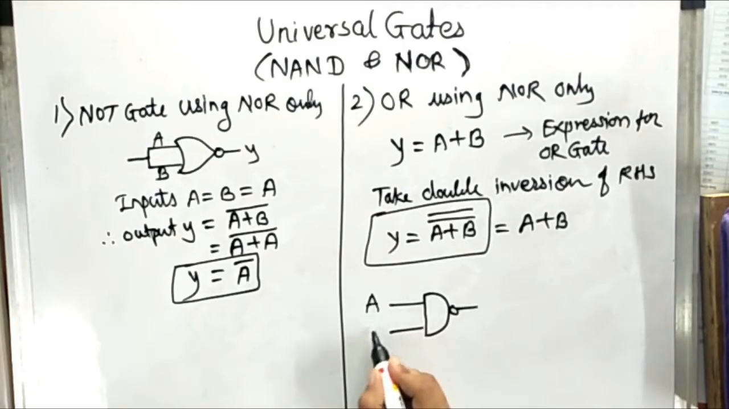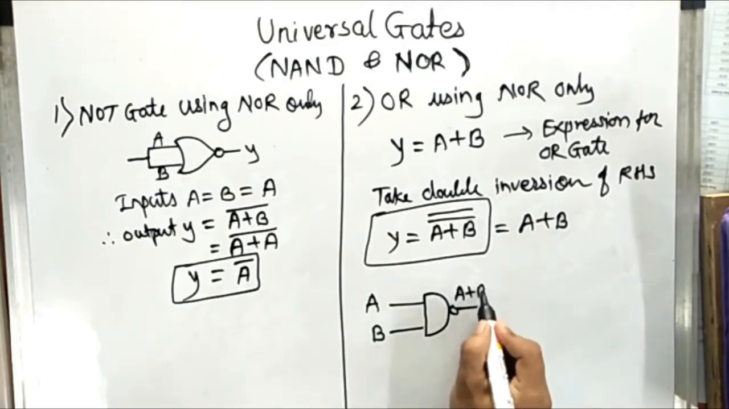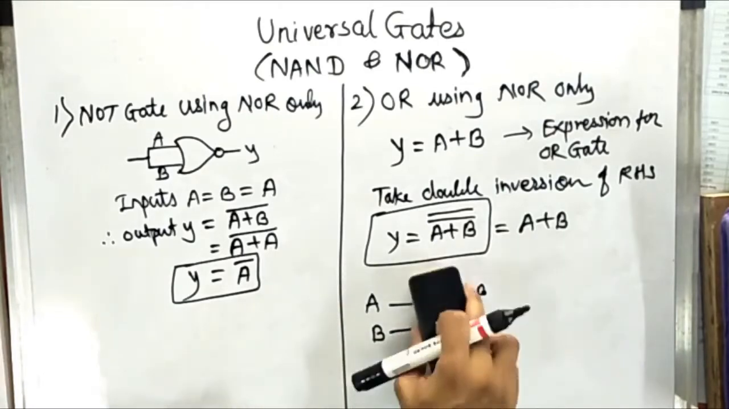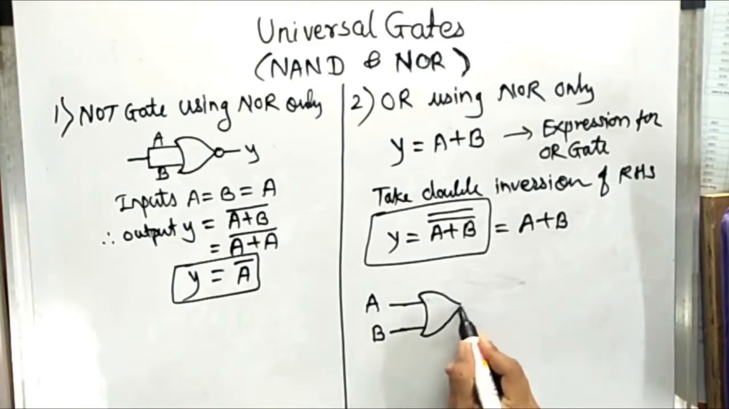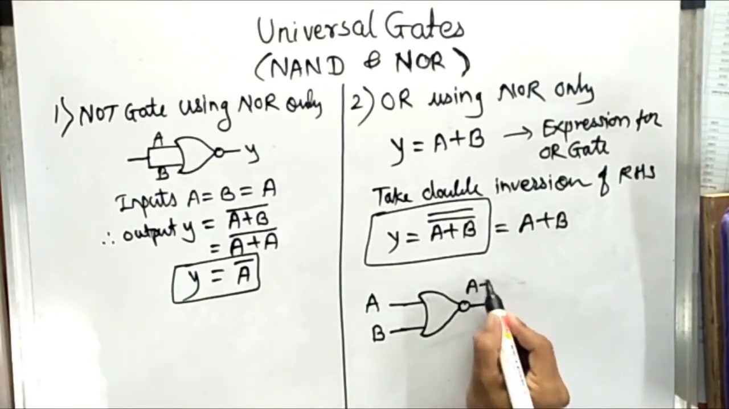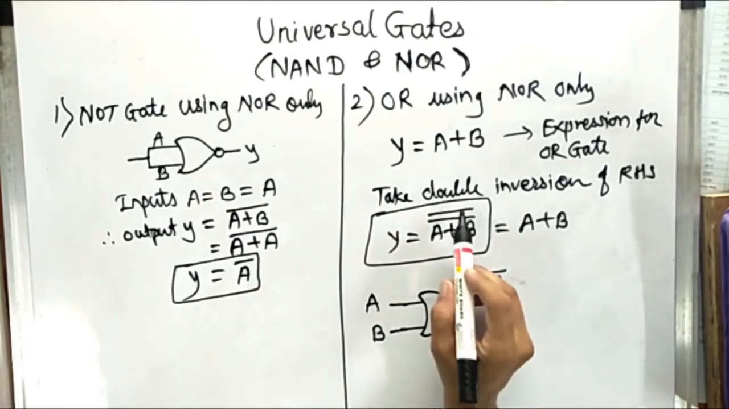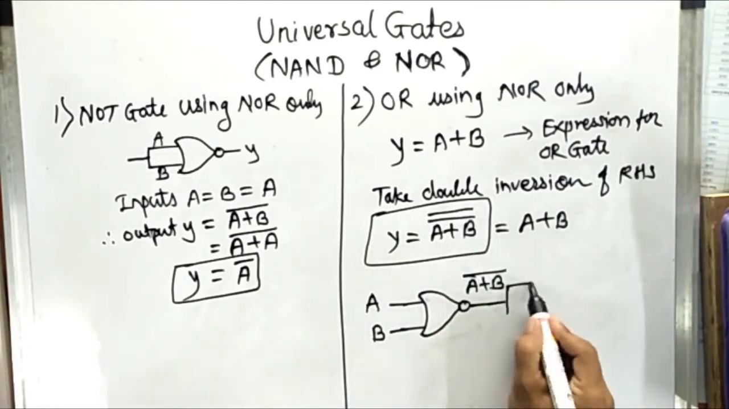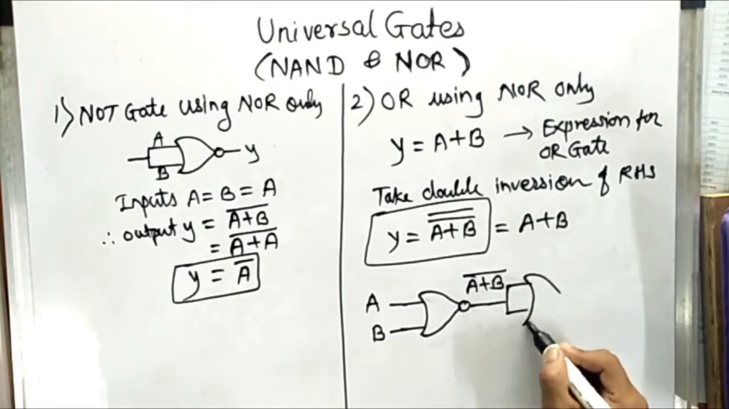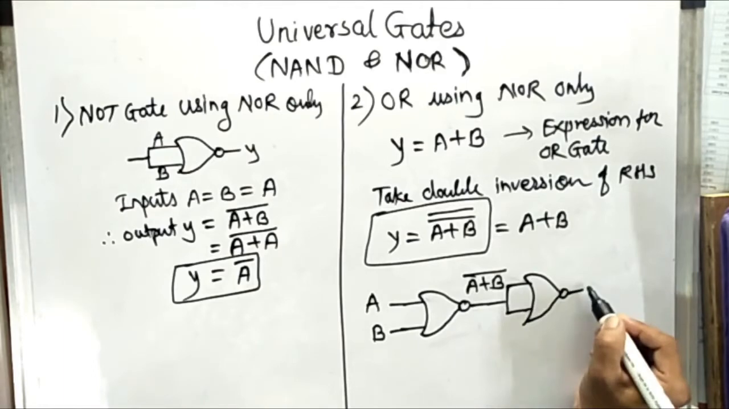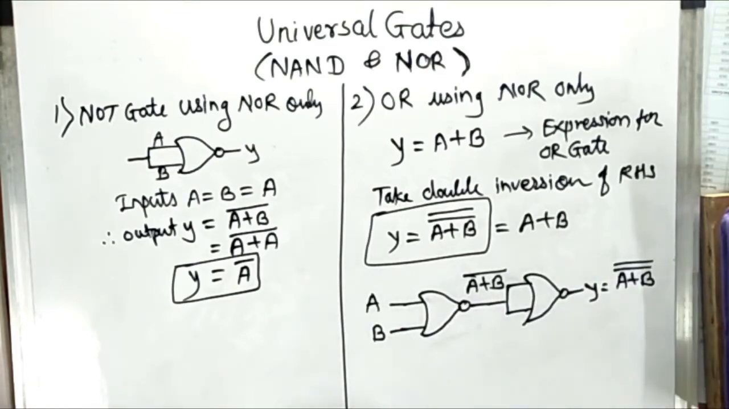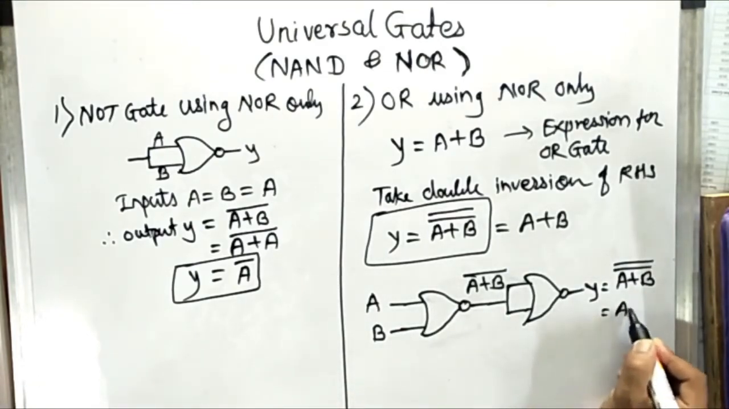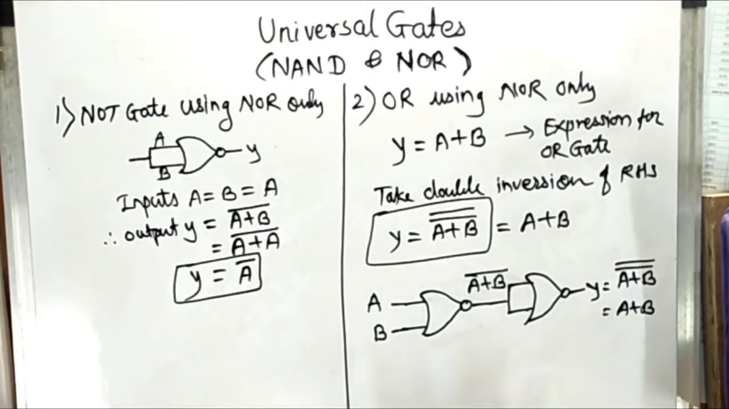So here at the output of the NOR gate we get A or B complement. For this upper complement we have to use one NOT gate at the output. So we are using a NOT gate made from NOR at the output. So we get Y equal to A or B double complement, that is nothing but A or B. So in this way we can construct the OR gate using NOR only.